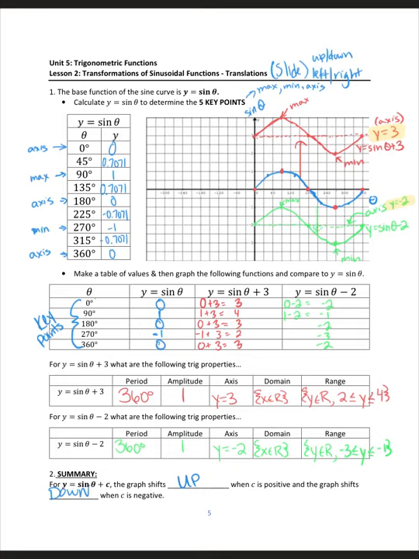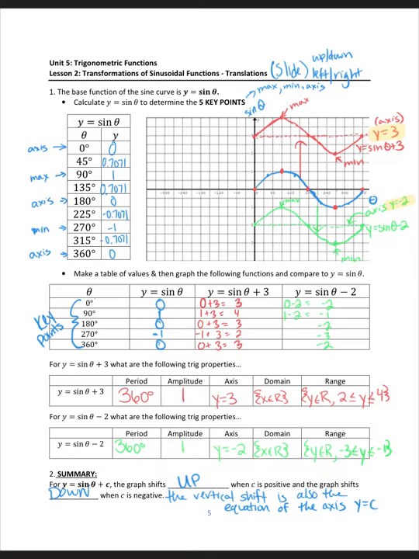And then the one other point I want to make about this is that this vertical shift is also the equation of the axis, right? That horizontal line that cuts the graph in half, okay? And the equation of your axis is going to be y equals whatever that c value is that's being added or subtracted to the function.